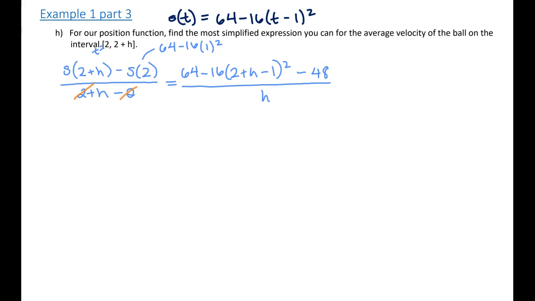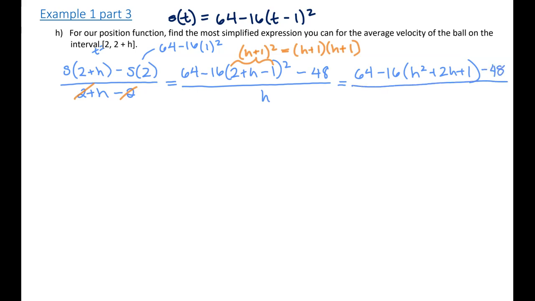We're going to need to do a little bit of simplifying. In here, I'm getting h plus 1, so we need h plus 1 squared. I think I'll work on that next. So I see 64 minus 16 times h squared plus 2h plus 1. So first big place for a common error that I see is distributing that exponent instead of FOILing it out. Remember that h plus 1 squared means h plus 1 times h plus 1. So we have to multiply that whole thing out. We can't just do h squared plus 1 squared. And then we have minus 48. I guess I could have combined that. We'll do that in the next step.